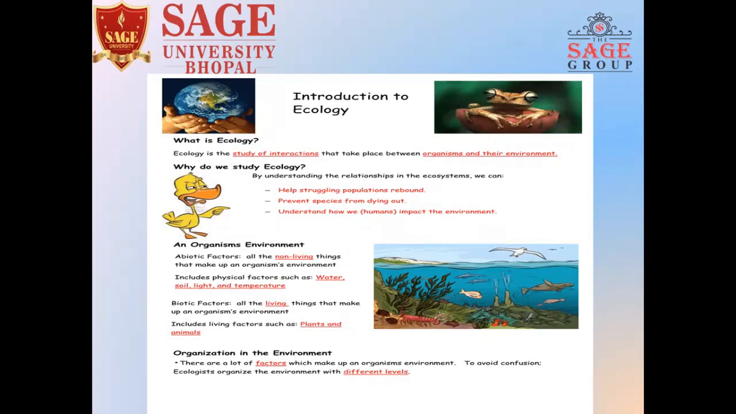And now if we consider an organism's environment, there are two factors: abiotic factors, all the non-living things that make up an organism's environment, and biotic factors, all the living things that make up an organism's environment. So two factors, abiotic factors and biotic factors.